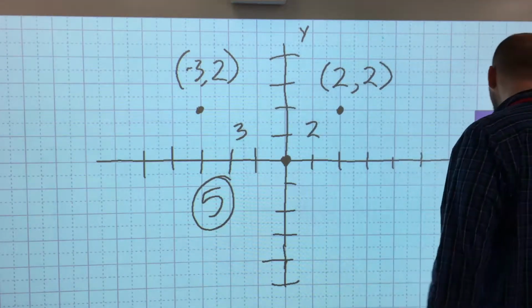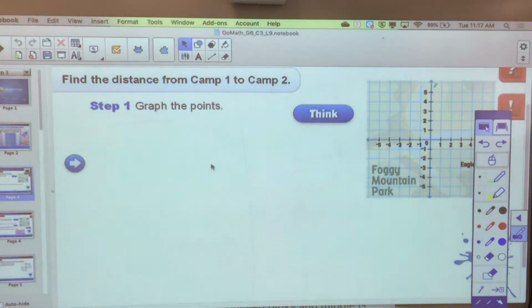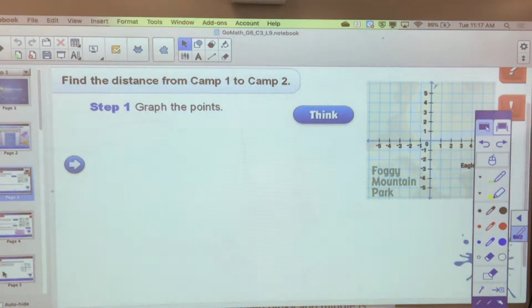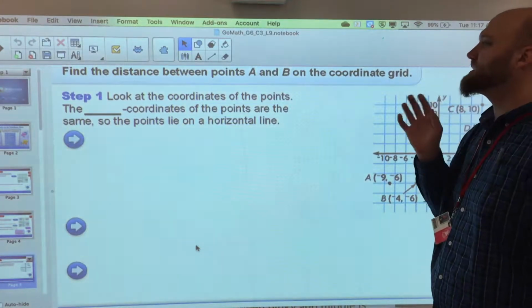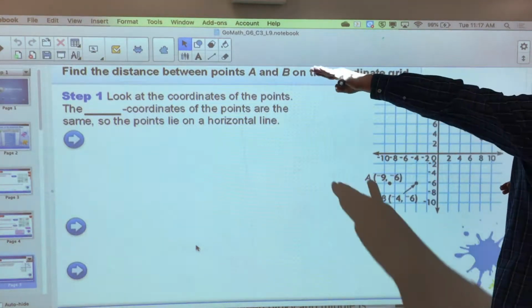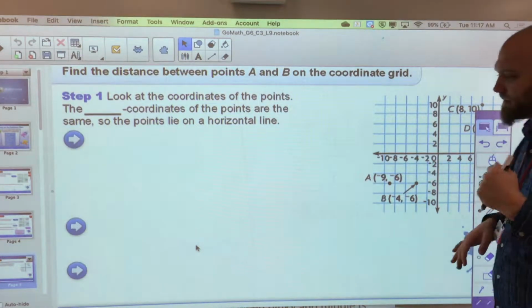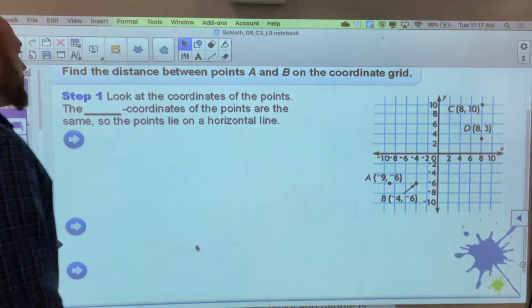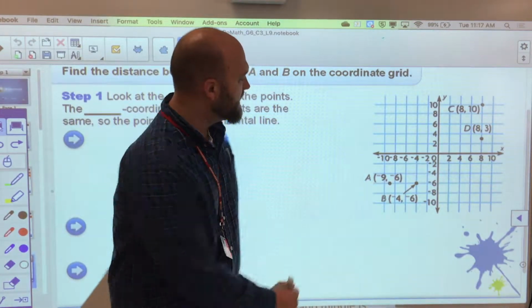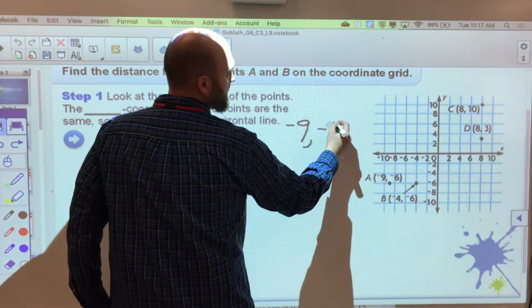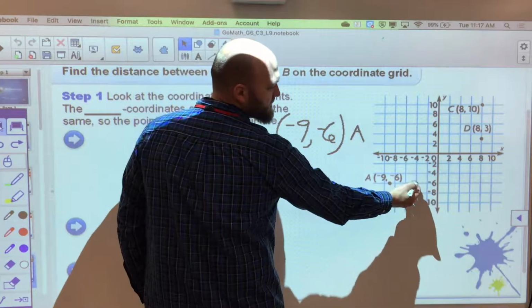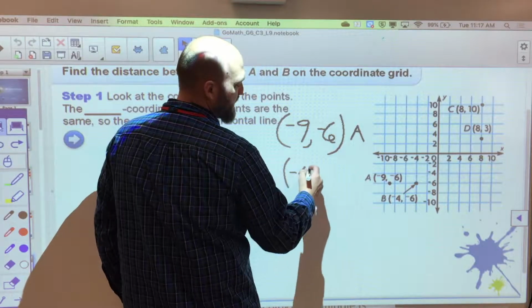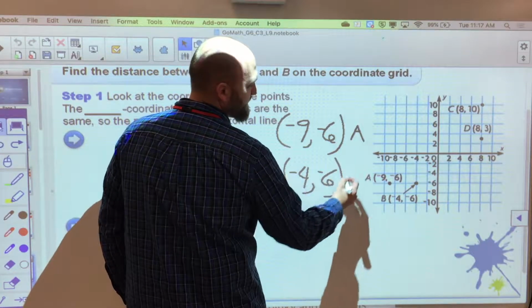So now let's change this and take a look at what that might look like here. I'm going to give myself this question right here, and I'm looking at the coordinates of the points. I need to find the distance between point A and point B. I'm going to move my controller over here. I'm looking at point A, which is negative 9, negative 6. And I need point B, which would be right here, and point B is at negative 4, negative 6.